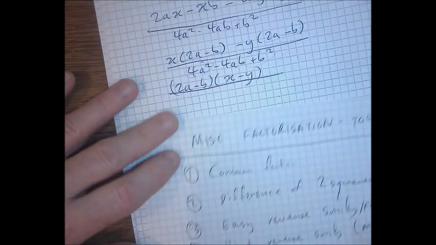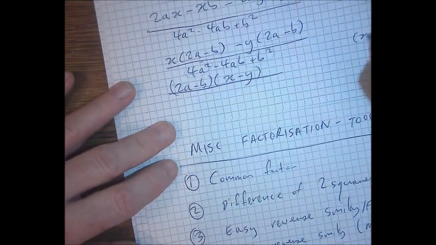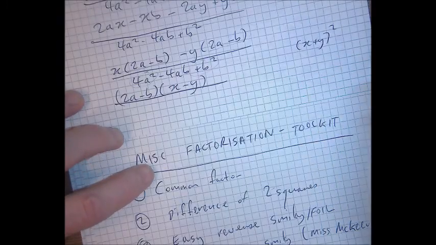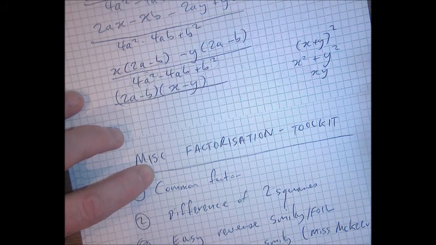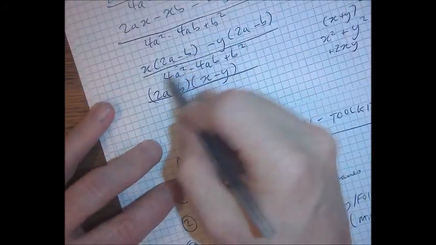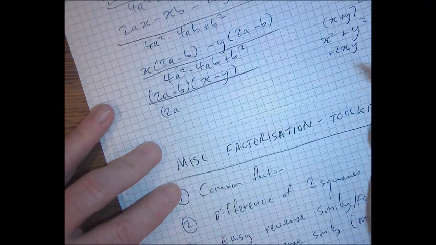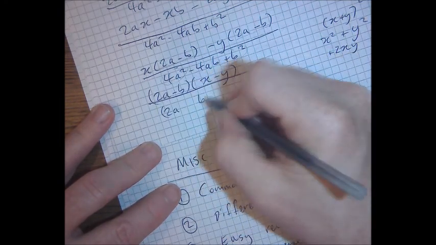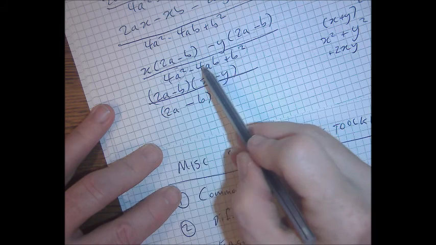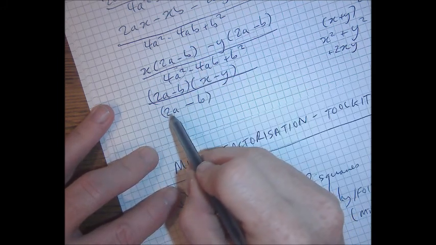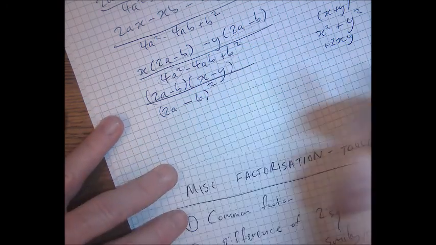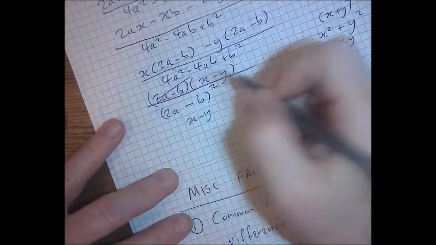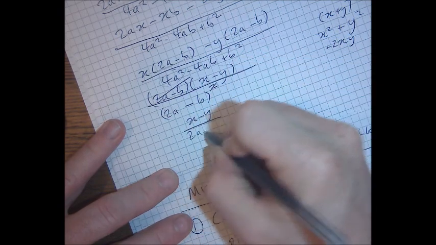But in fact that makes me realize that it might be the reverse poem, because the poem for expanding a square says square the first, square the last, twice the product of the first and last. And that's what's going on here. That's something being squared. That's something being squared. Now let's hope and pray that that's twice the product of what I just wrote. The product of what I just wrote is negative 2ab, and that's twice that, so it's good to go. And that enables me to cancel this and this, so the answer is that.